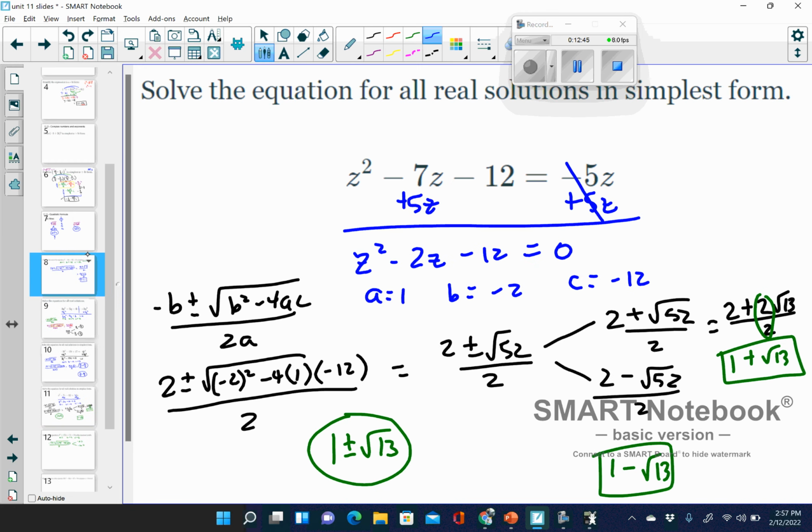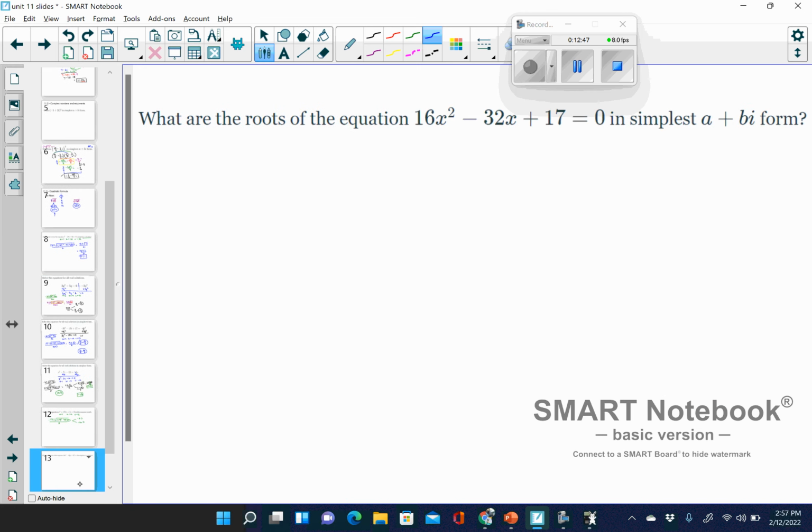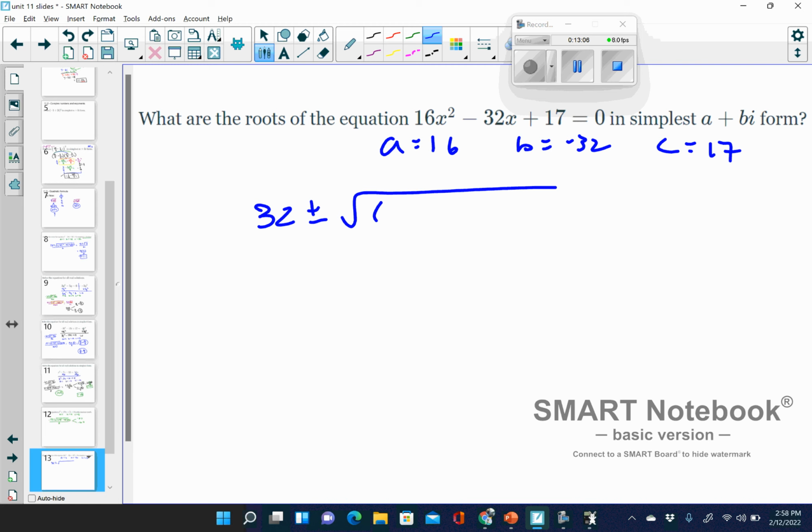And then last but not least, this problem right here. I wanted to give you a couple of different scenarios. So we have A is equal to 16, B is equal to negative 32, C is equal to 17. So the opposite of B is 32 plus or minus the square root of negative 32 squared minus 4 times 16 times 17 all over 2 times 16.